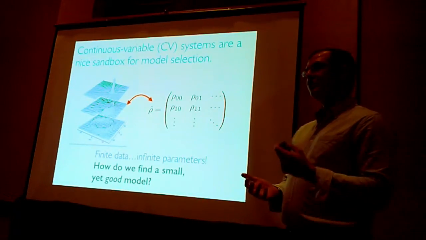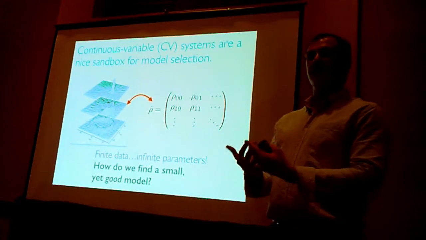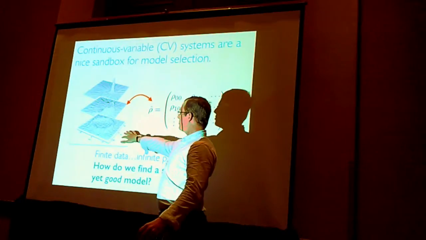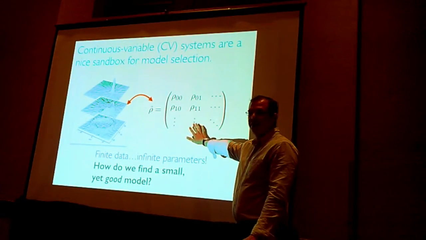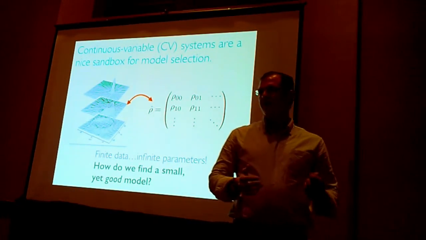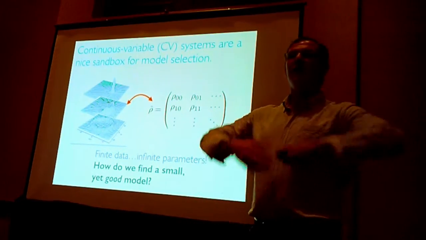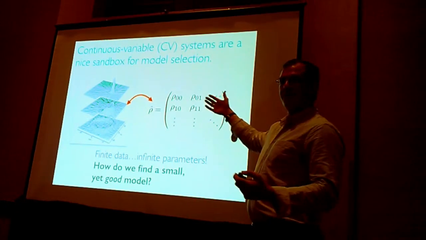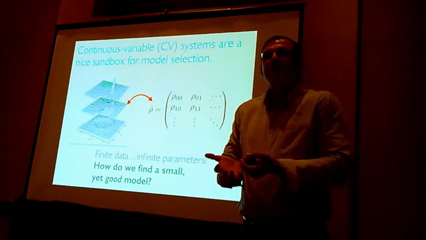You see, continuous variable systems are a very nice sandbox for model selection in the following sense. Pick a representation. If you're an experimentalist, you might choose to use the Wigner function representation. I personally prefer just writing down density matrices. I find them easier to think about. In both cases, these systems live on an infinite dimensional Hilbert space. There are an infinite number of parameters that you would have to try and fit in order to fully specify these states. But the amount of data that you take is finite.